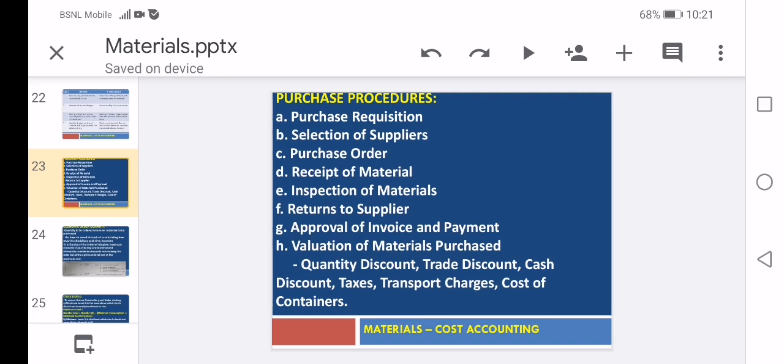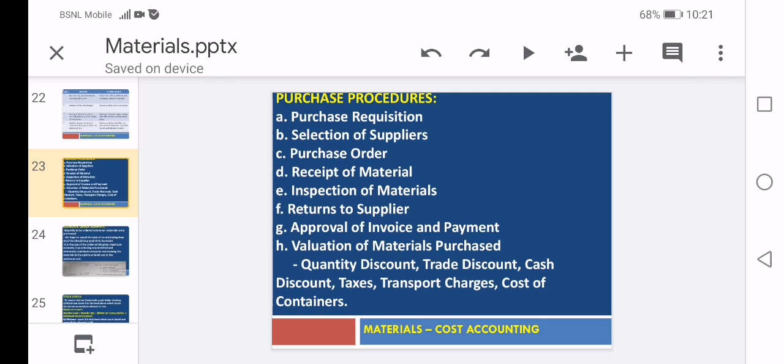Dear students, let us move to the next technique called purchase procedures. Mere verification or computing some values and controlling them is not enough. Following a systematic procedure also helps in controlling the costs, and the same principle is also applicable to materials.